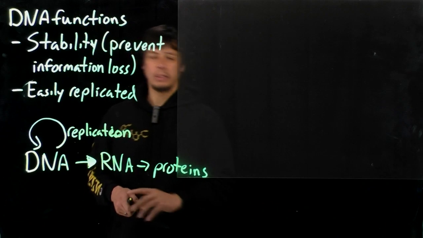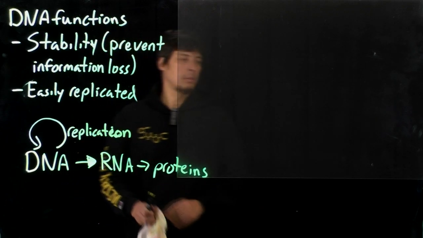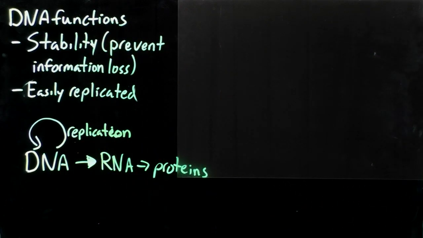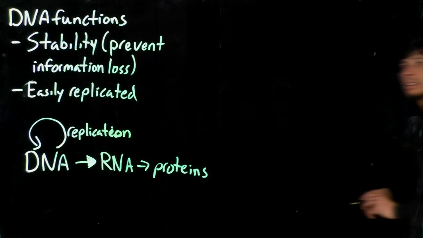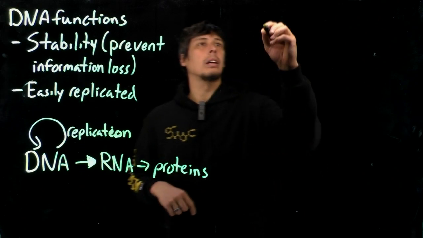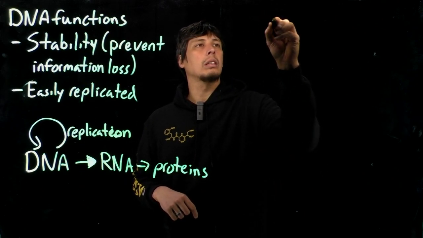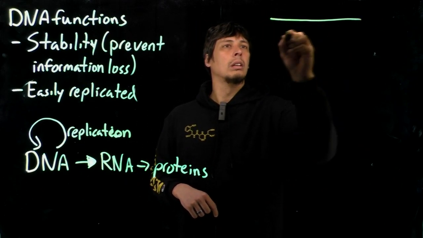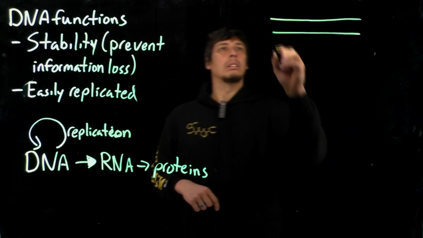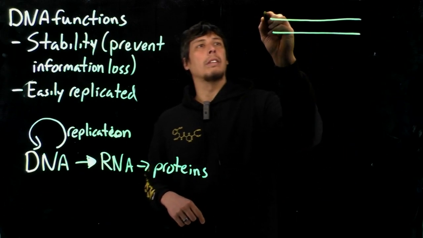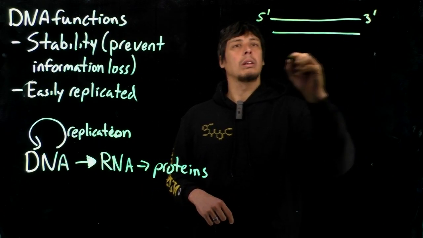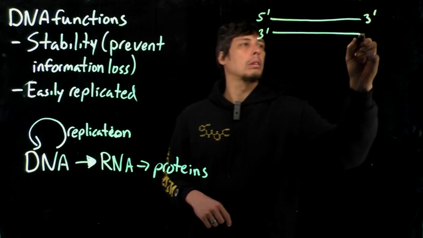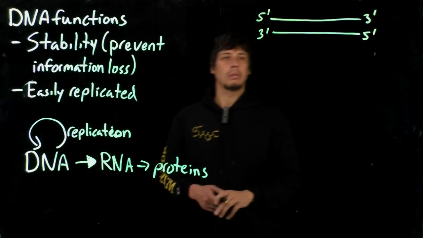And this is facilitated because of the double-stranded DNA. So I'm going to draw an anatomically incorrect DNA. This doesn't have any of the helix, but we have a 5' to 3' template strand here and a 3' to 5' complementary strand.